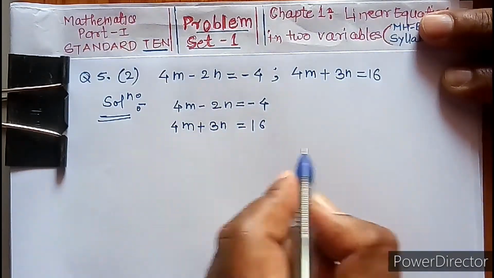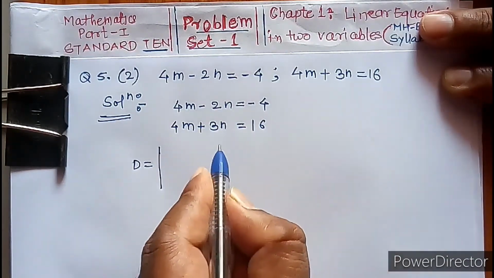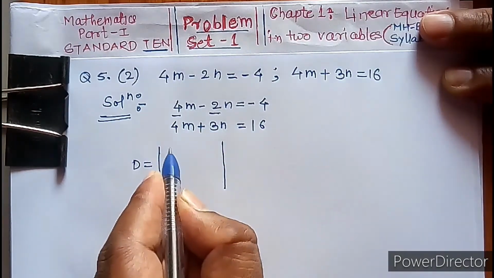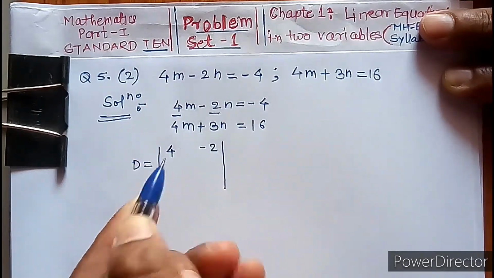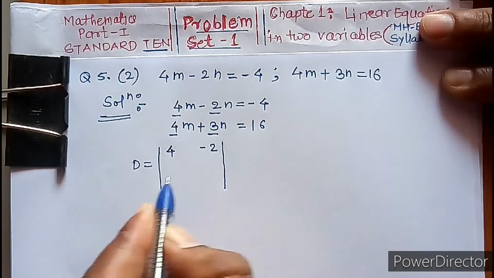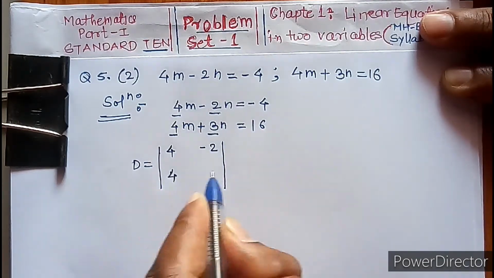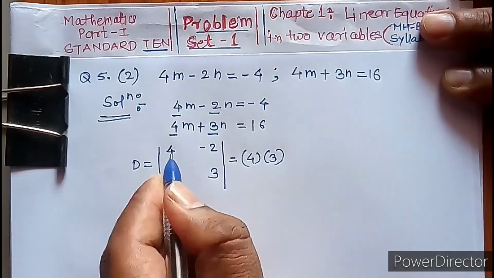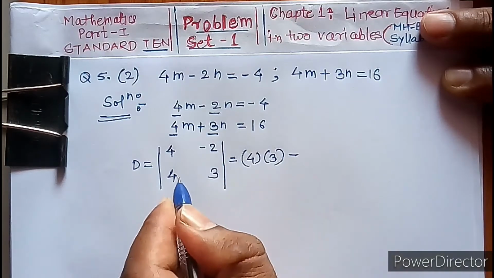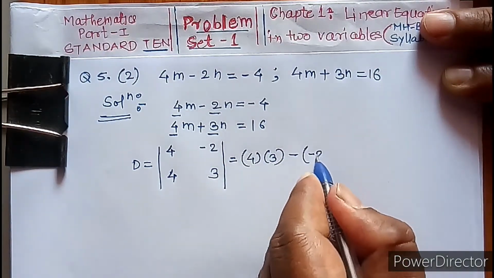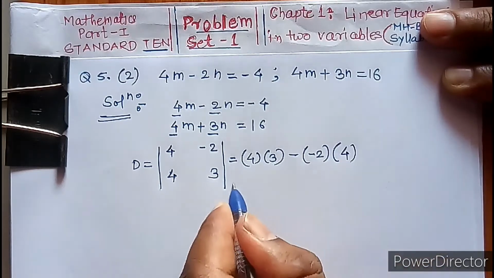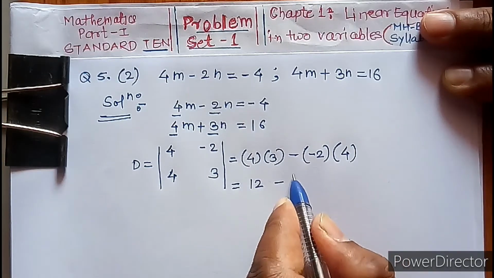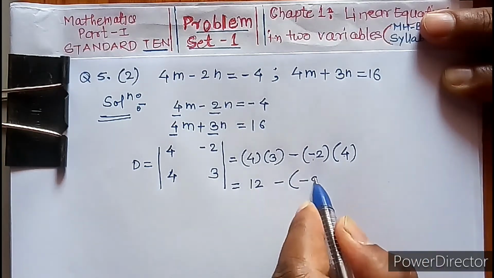Now we have to first find out the value of d. Write down the coefficients of the first equation, that is 4 and -2 in the first row. In the second row, write down the coefficients of the second equation, that is 4 and 3. Now find the value of d, that is 4 into 3 minus this minus 2 multiplied with this 4, that is minus of 2 into 4. Now on solving this, 4 into 3 it will be 12 minus, as it is, minus 2 into 4 it will be minus of 8.